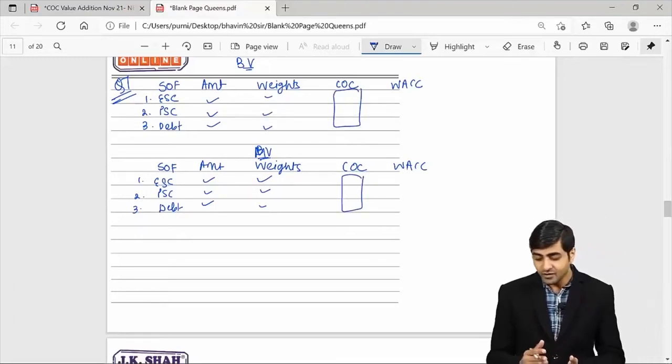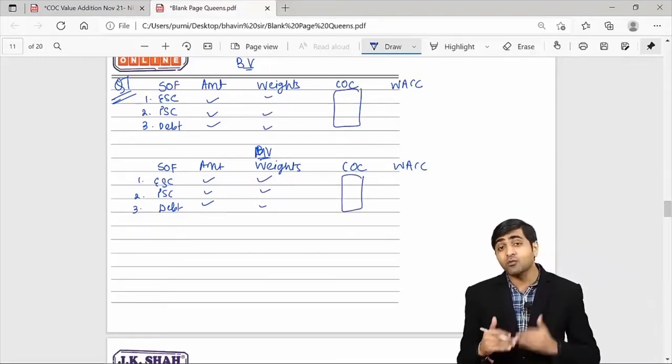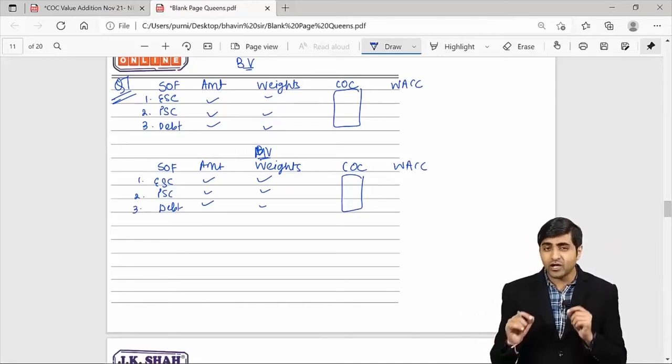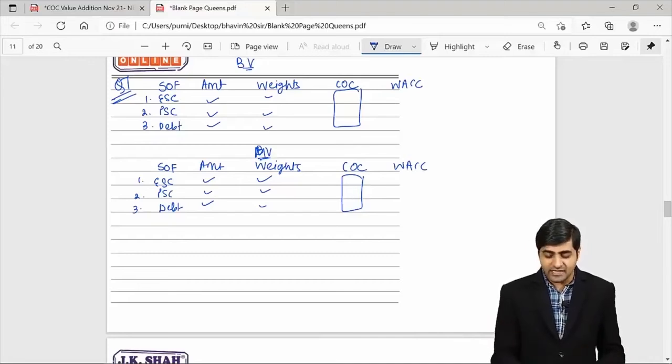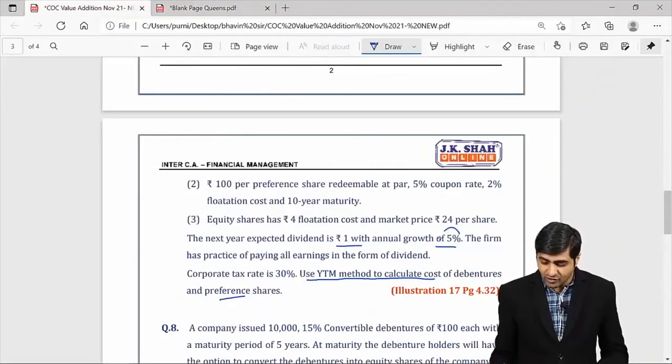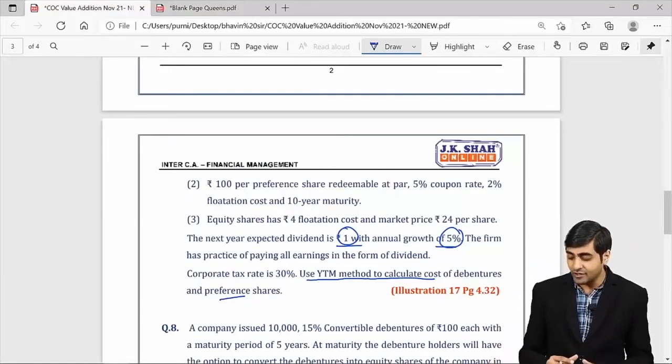And this cost of capital, how will you calculate? So you can also calculate KE using the dividend yield growth approach, because that is given to you in the question. We have the growth rate of 5%, expected dividend is 1 and your net proceeds will be 20 rupees, and that's how your KE will be calculated.